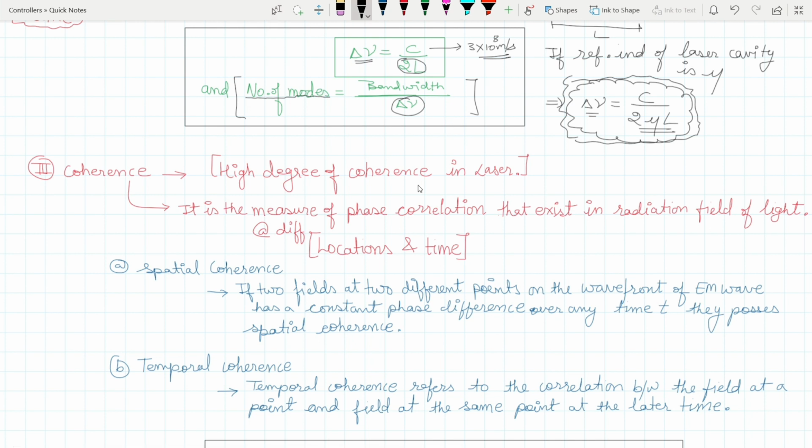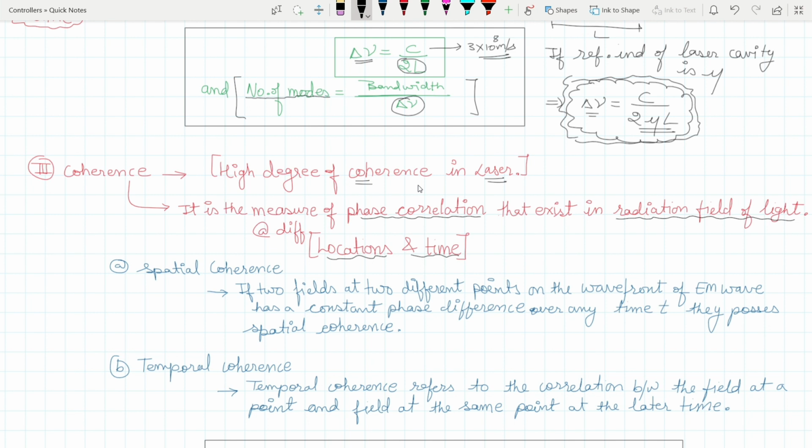The next point is coherence. A high degree of coherence is required for a laser. If you want a good laser, it must have a high degree of coherence. Coherence is nothing but the measure of the phase correlation that exists in the radiation field of light at different locations and times. You have to observe the wave at different locations and at different time instants.